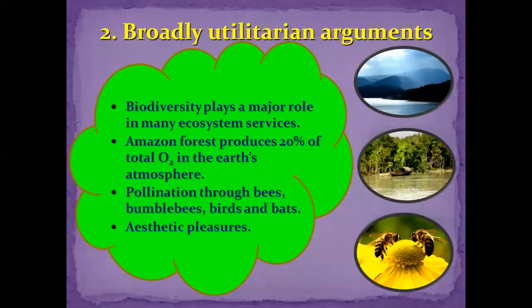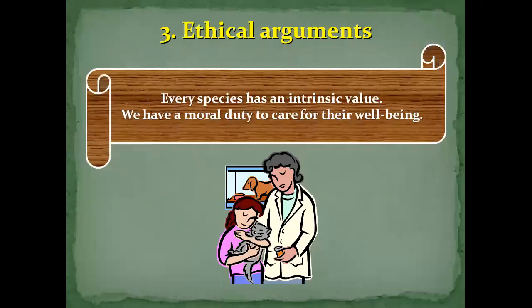Broadly utilitarian argument. Biodiversity plays a major role in many ecosystem services. The Amazon forest produces 20% of the total oxygen in the Earth's atmosphere, which gives it importance here. Pollination is carried out by bees, bumblebees, birds, and bats, and biodiversity also gives aesthetic pleasure. In that way, we are saying please conserve it.